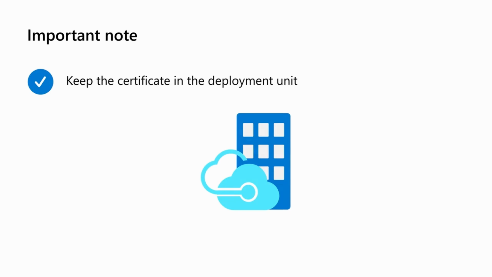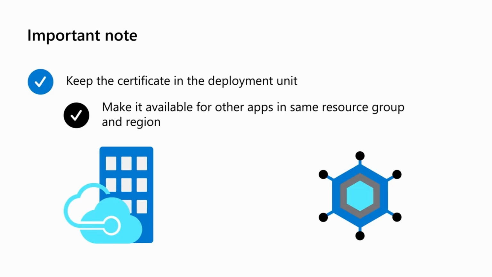It's vital to know that after you upload a certificate to your app, you should keep it in a deployment unit connected to the Web App Service Plan's resource group, region, and web space. As a result, other apps in the same resource group and region combination can access the certificate.